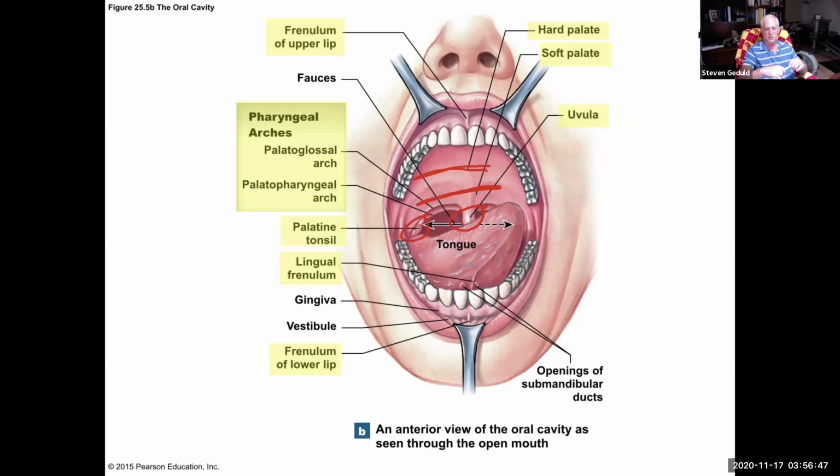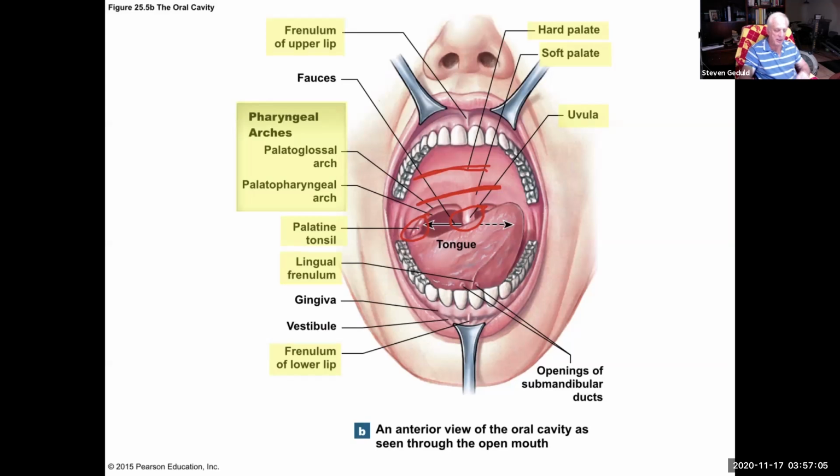If your child snores, there's a real good chance these palatine tonsils are inflamed and they need to come out, because that's obstructing their airway. So that's something you always check. When they're large enough to obstruct the airway and cause a sleep disorder, okay, they need to be taken out.